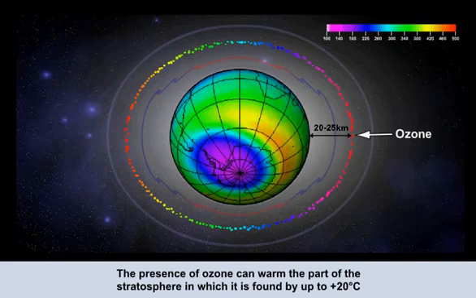Concentrations of ozone are at a maximum at around 20 to 25 kilometers above the Earth's surface. Due to latitude effects and the depletion of ozone during the polar winter, the temperature through this part of the stratosphere can vary from -30 to +20 degrees Celsius annually.